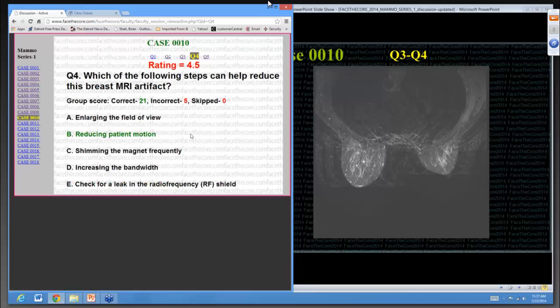As far as which of the following steps can help reduce this breast MRI artifact, Jordy, you got this right, and that is reducing patient motion. Making the patient as comfortable as possible and asking the patient to hold still during the MRI examination will help prevent the patient motion artifact on breast MRI.